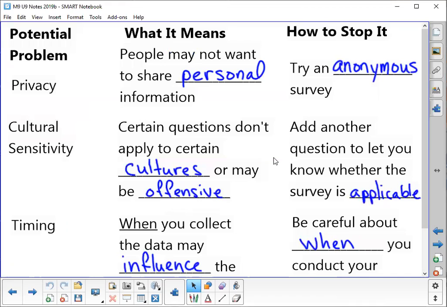Potential problem, privacy. What this means is that some people may not want to share their personal information. And how to stop it? Maybe you do an anonymous survey, or you don't ask a particular question. Things like asking teachers what their phone numbers are for a survey. I wouldn't be comfortable sharing my phone number with you, and so I would not answer it, or I would answer it inaccurately. There are a lot of times where this is the case. If someone wants to know how much money I make in a year, if it's not anonymous, I'm not going to tell them. It's not polite.